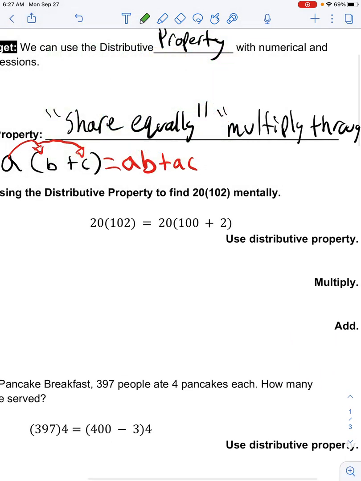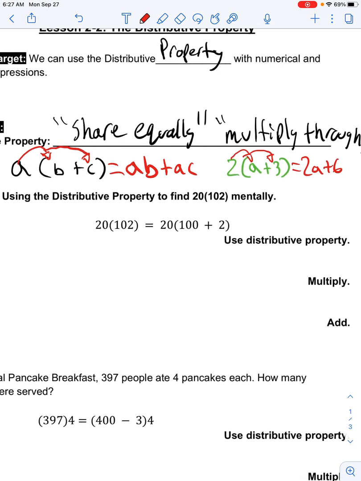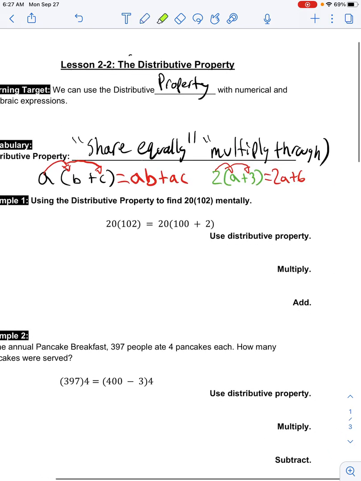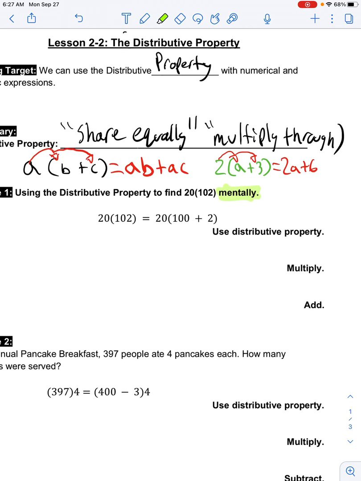Let's also just do a number example. So let's say we have 2 parentheses A plus 3. I would take my 2 and multiply it into every single term inside my parentheses. 2 times A is 2A. 2 times 3 is 6. Now we can use the distributive property to help us with our mental math. Or again, this can be used for estimations, just ways to help us simplify stuff.